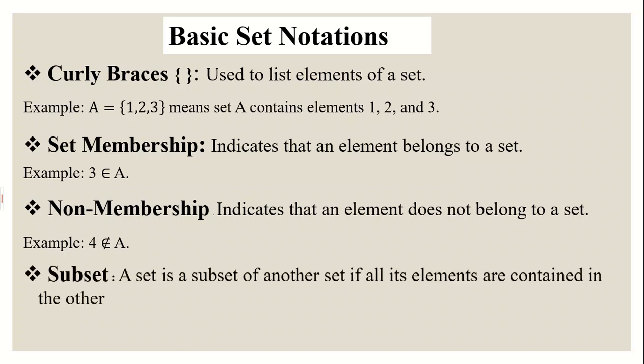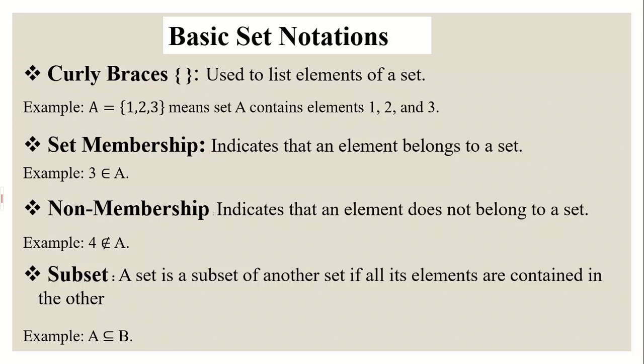So let's proceed. We have subset then. A set is a subset of another set if all its elements are contained in the other one. Like if I have 2 sets, A and B, and A contains 1 to 10, while B contains 2 to 3. The elements 2 to 3 can also be found in 1 to 10. So that means B is a subset of A. That's just how to explain the subset.